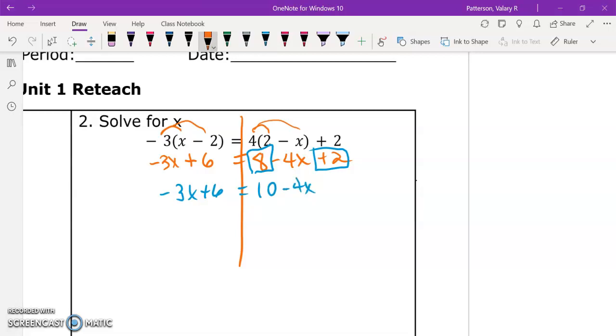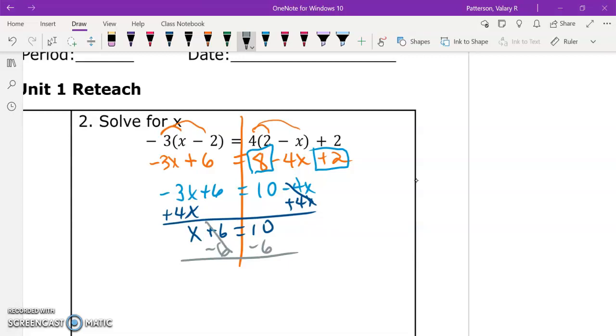Okay, next we will look at getting x's on the left side. So I'm going to add my 4x because it's negative. So I'll make it positive. And that becomes positive x because 4 minus 3 is 1. So we have 1x. Bring down our positive 6 and bring down our positive 10. Now, to get x by itself, we have to subtract 6 from both sides. So x is equal to 4. And that is our second equation that we're solving.